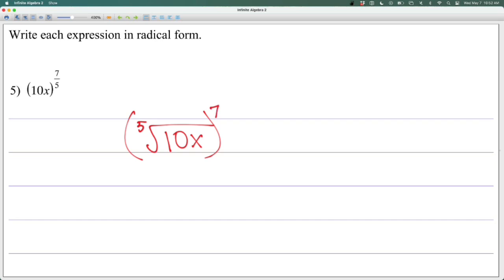All right. This is a really good exercise. This is the fifth root of 10x to the 7th power, just so you understand how to read it. It's a really good thing for you to figure out how to say it, so that you don't sound like you don't know the answer. So this is the 5th root of 10x to the 7th power.